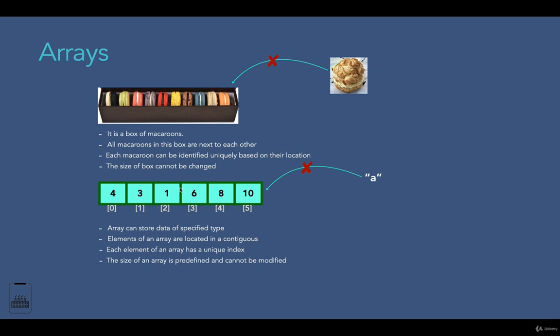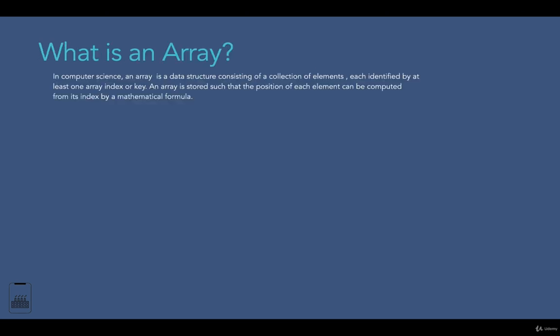Now hopefully you have a picture of what an array looks like. Now let's see what the definition of an array is in computer science. In computer science, an array is a data structure consisting of a collection of elements, each identified by at least one array index or key. An array is stored such that the position of each element can be computed from its index by a mathematical formula. Here we have a collection of integers, each identified by its index, and based on these indexes we can find any given element using a mathematical formula. If we want to access any element, we use indexes. So in an array, the index plays a very crucial role.